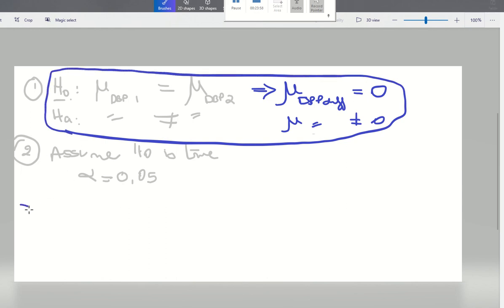Step number 3, I need to calculate what is now called the paired t-test, where the formula is d bar divided by standard deviation of the differences divided by square root of n, and n is the number of pairs. Let's calculate d bar, s, and n quickly.